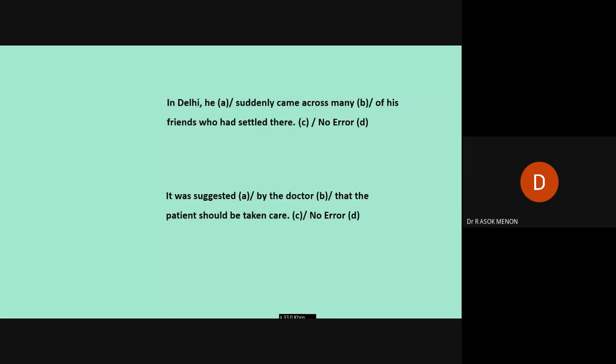Then: In Delhi, he suddenly came across many of his friends who had settled there. I expect your answers.